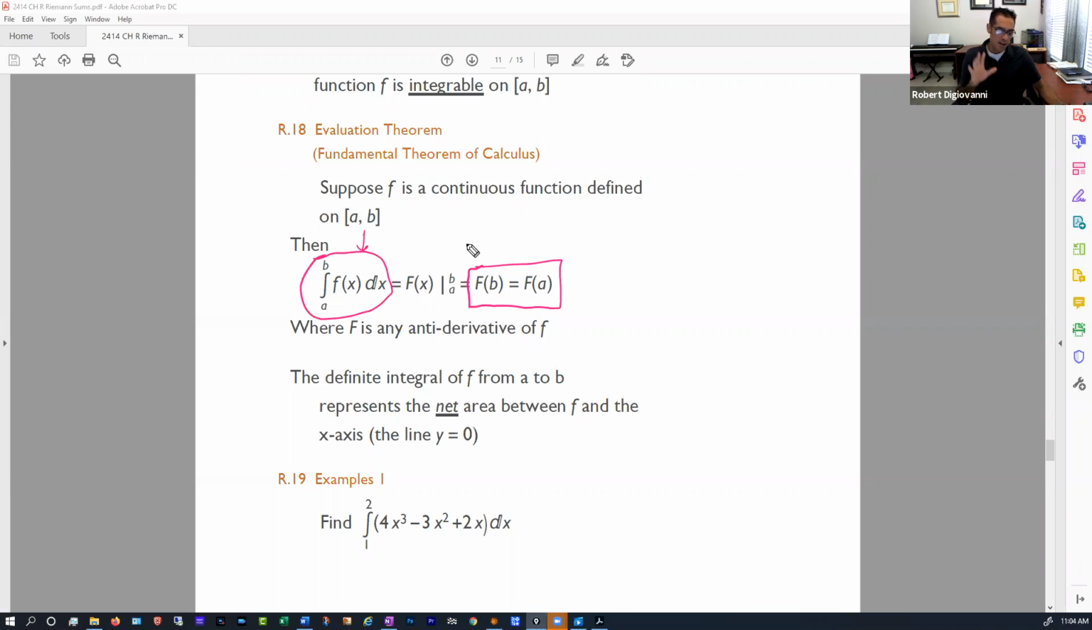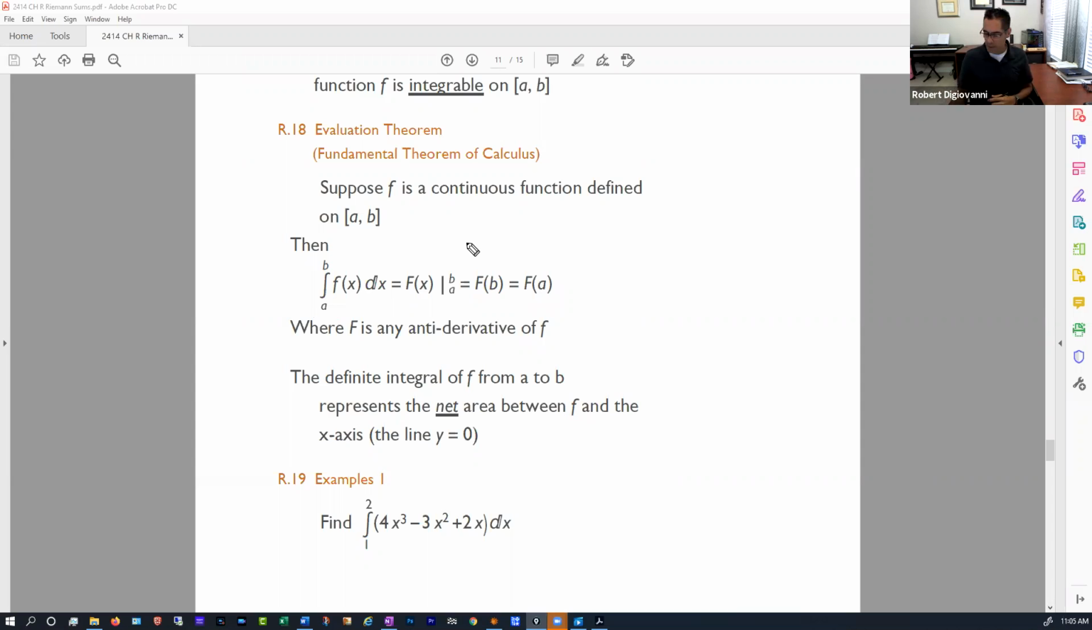This is a major deal. It says that if you want to know about the area under a curve, all you have to know are 3 things. You have to know what the antiderivative of the function is, and then you have to know the 2 endpoints of the interval, and that's all you need. If you have that, you can find the area underneath the curve, which is remarkable, and that's why it's called the fundamental theorem. It is fundamental to what we're doing.